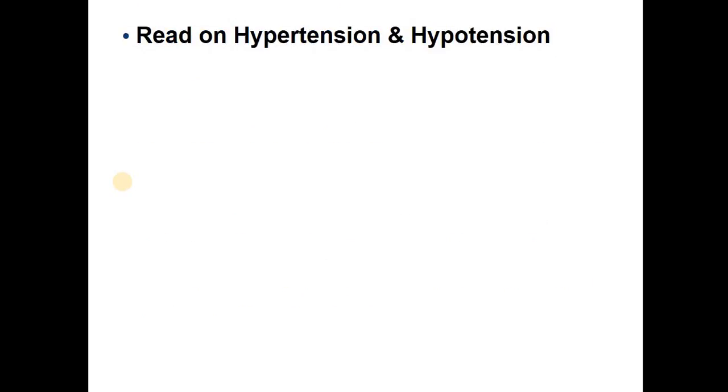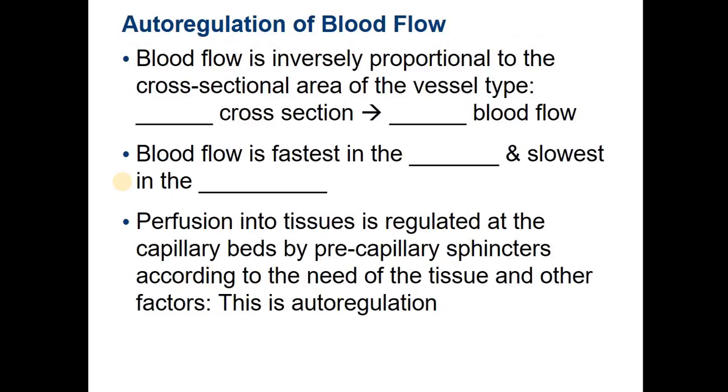Make sure you read the chapter on the homeostatic imbalance on hypertension and hypotension, which is high blood pressure, low blood pressure. Read those. Be prepared for a matching section. Simple definitions, nothing in great detail.